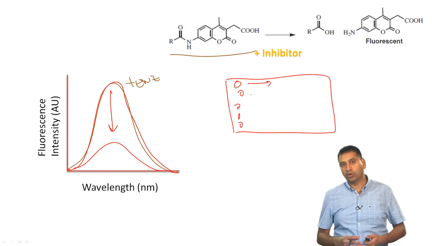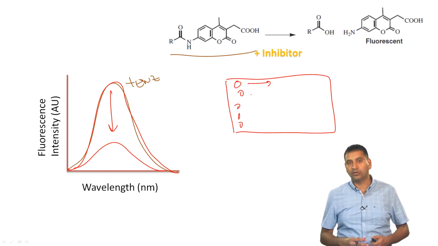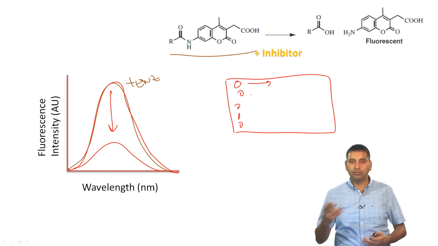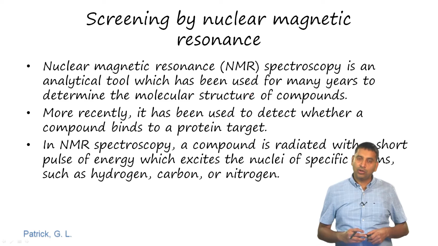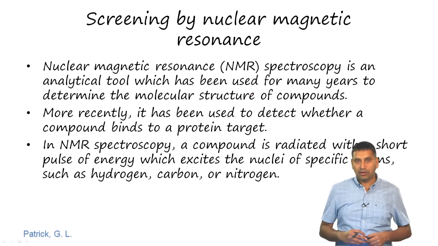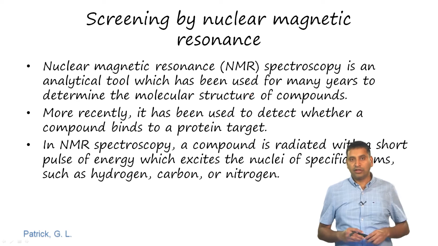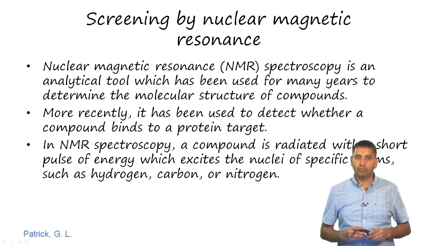Okay. So, this is one of the ways in which you can screen for inhibitors of a particular enzyme if you are able to adapt this method with a fluorescence as a readout. You can also do screening by NMR or nuclear magnetic resonance spectroscopy. So, I shall assume here that you have a good background in NMR spectroscopy, but we shall go through quickly some of the concepts of NMR that are important for this discussion.